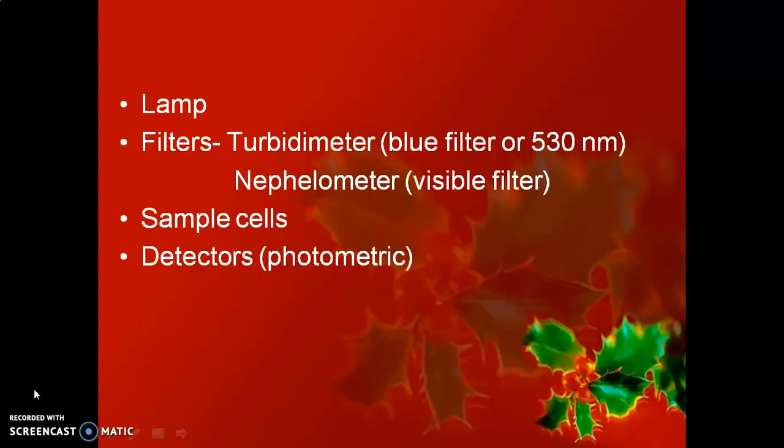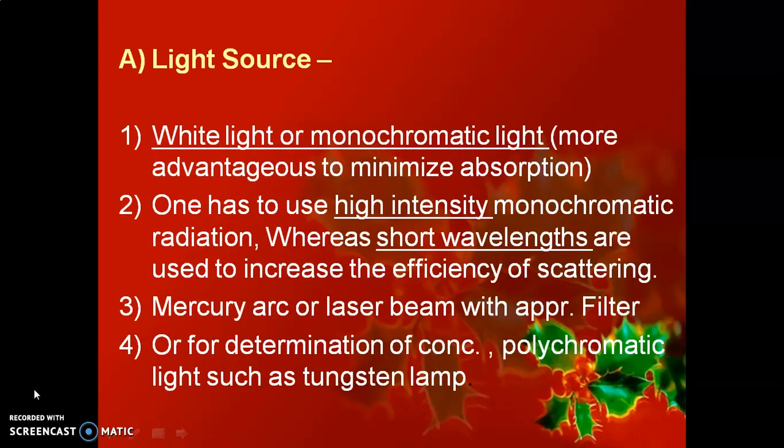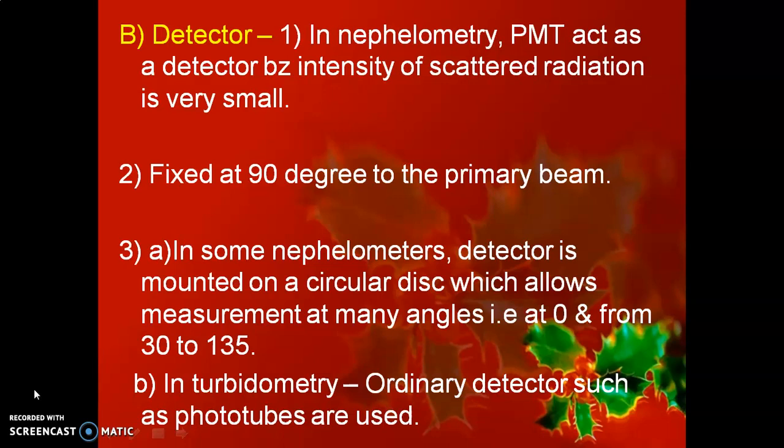Instrumentation. In this instrumentation, we have the lamp, filters, sample cells and detector. Light source: generally white light or monochromatic light is helpful for determination. One has to use high intensity monochromatic radiation, and short wavelengths are used to increase the efficiency of scattering. A mercury arc or laser beam with appropriate filter can be used, or for determination of concentration, polychromatic light such as tungsten can be applicable.